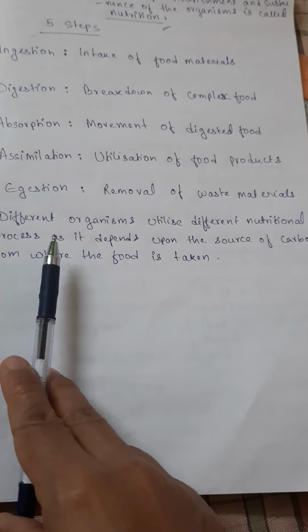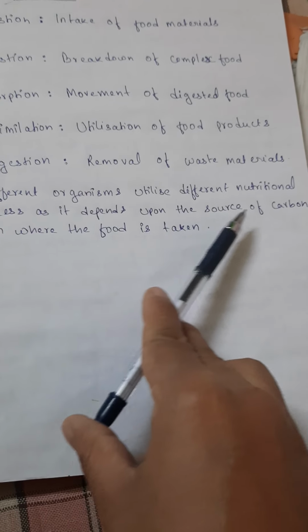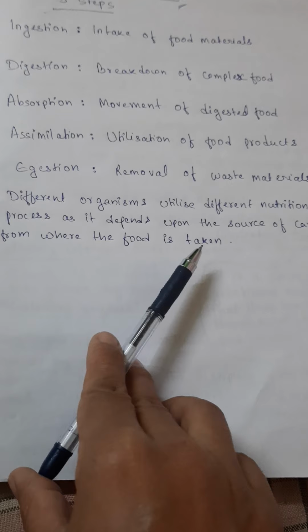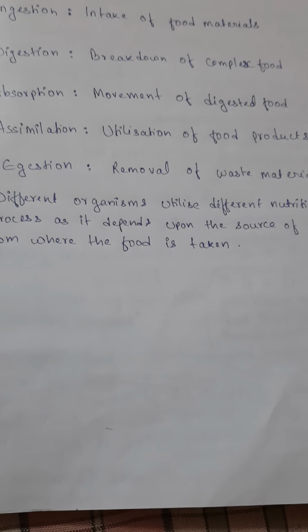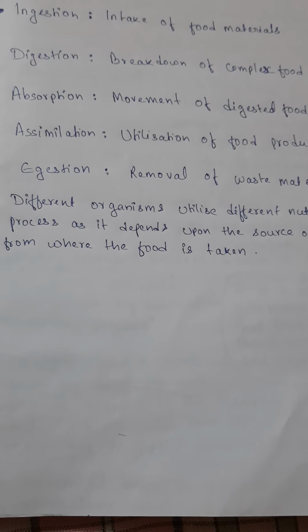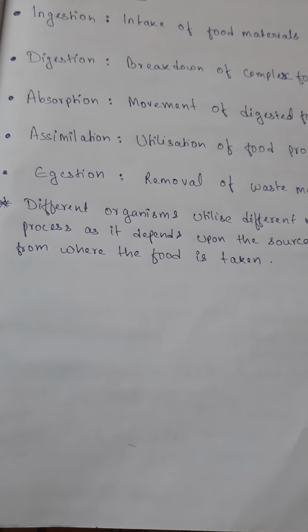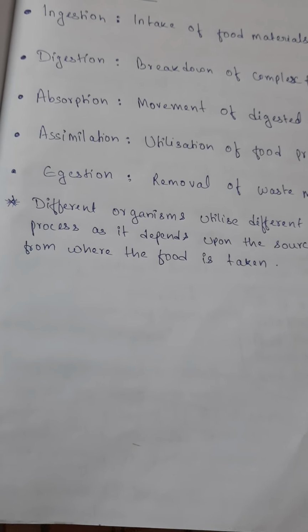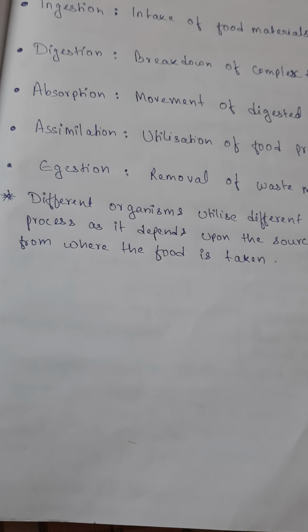There are different organisms. They utilize different nutritional processes, depending upon the source of carbon from where the food is taken. As I told you, some of the organisms feed on grass. That is, their grass is stationary. That means it doesn't move from one place to another. And some other organisms like animals depend on such stationary sources as well as mobile sources. Mobile means it can move from one place to another, like any other organisms.